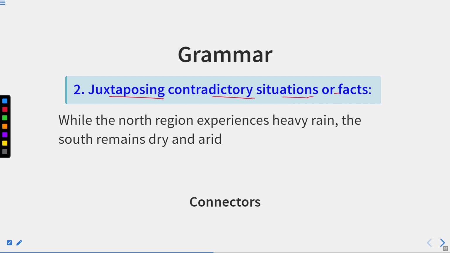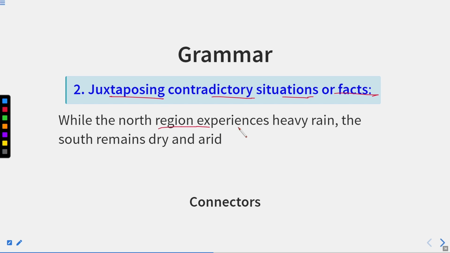Juxtaposing contradictory situations or facts. Now, juxtaposing means writing two statements which are in contrast to each other on the same structure, on the same length, or on the same line, or in the same grammatical structure. If we are writing or using or speaking two opposite statements one by one, that means juxtaposing. That is, you can say beside part or one after one. Just writing two things one by one.